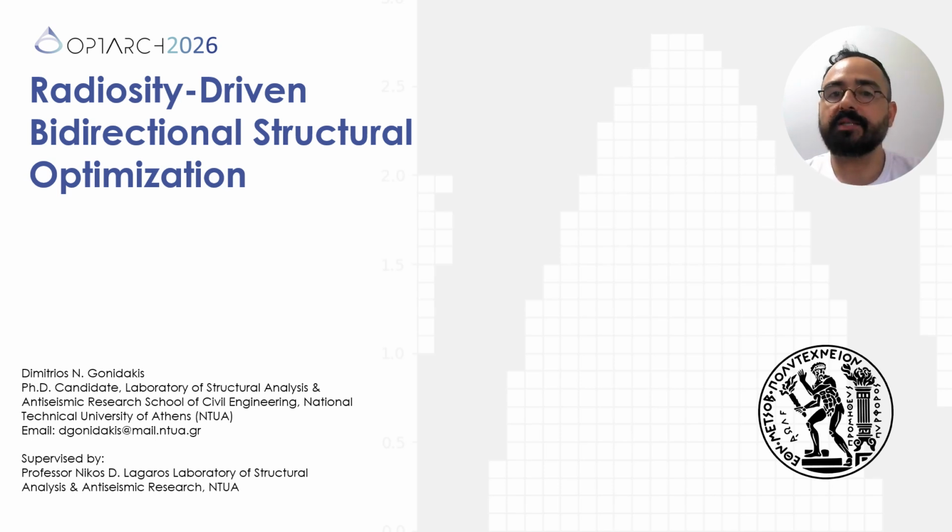In architectural optimization, we traditionally handle daylighting and structural performance in isolated silos. Today, with the paper Radiosity-Driven Bidirectional Structural Optimization, I am presenting a framework that bridges this gap by forming a bi-objective optimization problem.